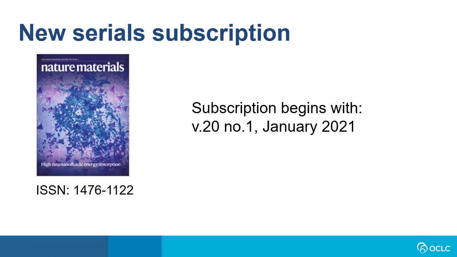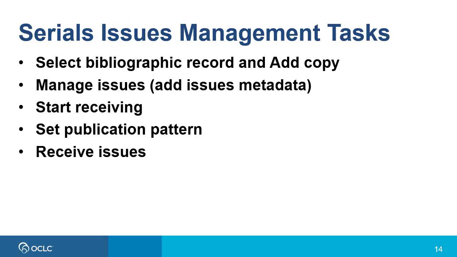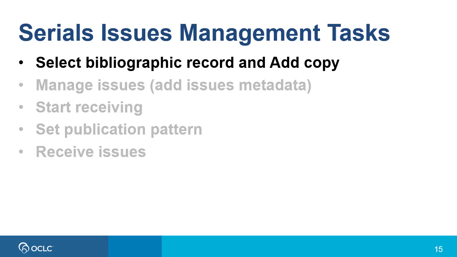So let's say I've just received the first two issues for a new subscription for Nature Materials. My subscription was to begin with Volume 20, Number 1, January 2021, and I've received the January and February issues. There are essentially 5 tasks in the Serials Issues Management workflow, and I described earlier how each of these are either an institution task or a global task in the opening slides. So again, the first thing to do is to find a bibliographic record and to add the copy information for my title.